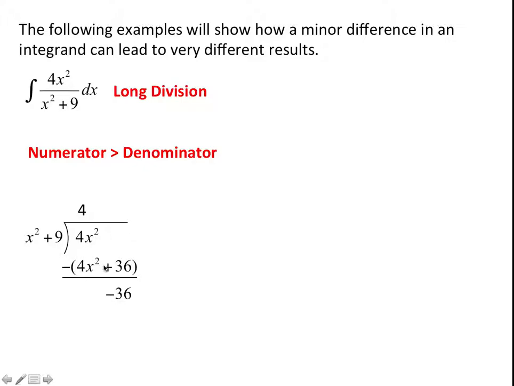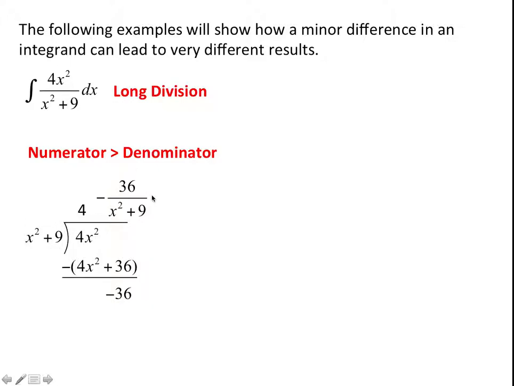0x minus 0x is 0x, and 0 minus 36 is negative 36. So this is our remainder. And we notice that the remainder has a lower power than the denominator. And once that happens, then we're done dividing. So this remainder looks like negative 36 over x squared plus 9.